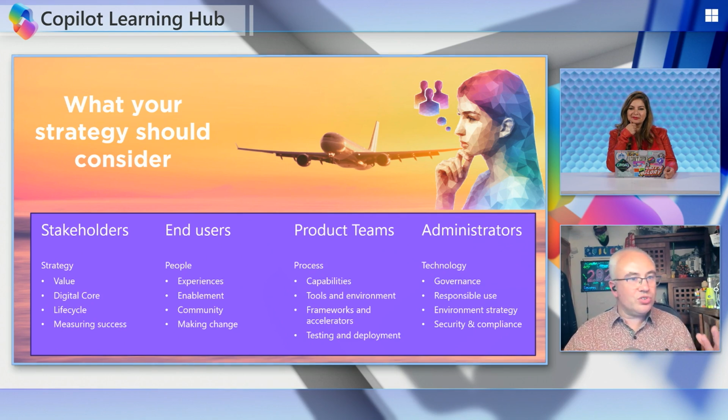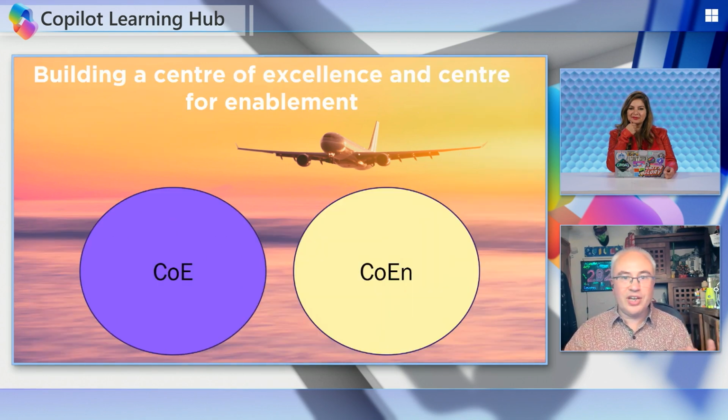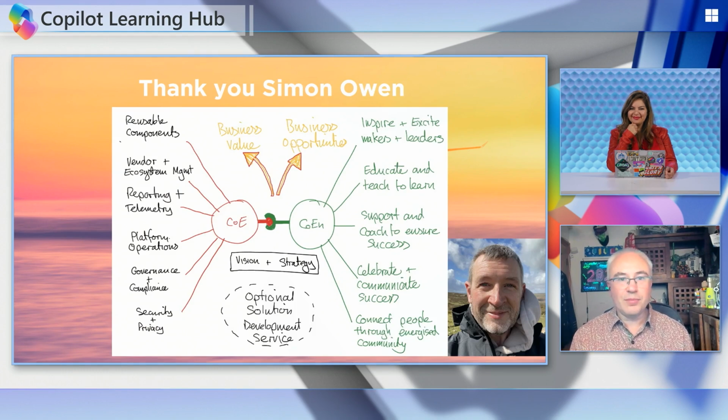And how does this all fit together? I'm going to shout out to someone in a minute who's done some fantastic work on this in terms of thinking about your center of excellence and center for enablement. Your center of excellence really talks about what it is that's good, how you bring those things together, and your enablement is how you get to that point. And the fabulous Simon Owen has got a great blog post around this. I assume we can put some links in the notes because I'll have to dig that out and send that through to you.